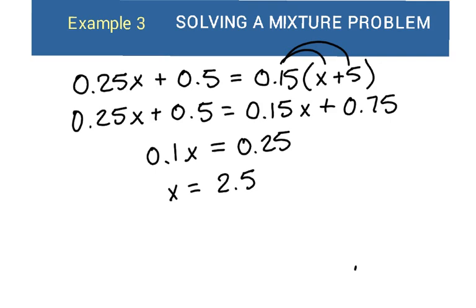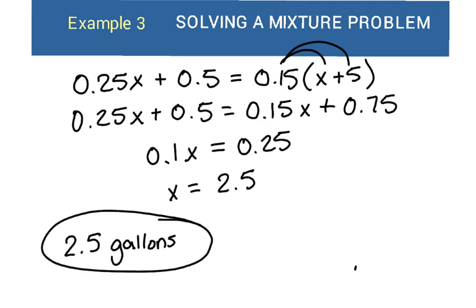Now, x, if you remember, is the gallons of 25% solution that should be added to our other solution. And so this is what we needed to find. So what x represents is we should add 2.5 gallons of the 25% solution to obtain the 15% solution that we are wanting. So there we go. There is our answer.